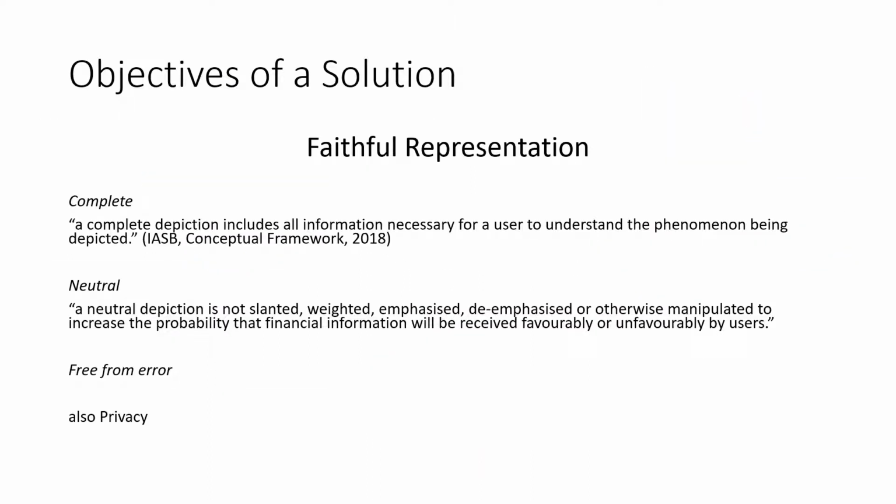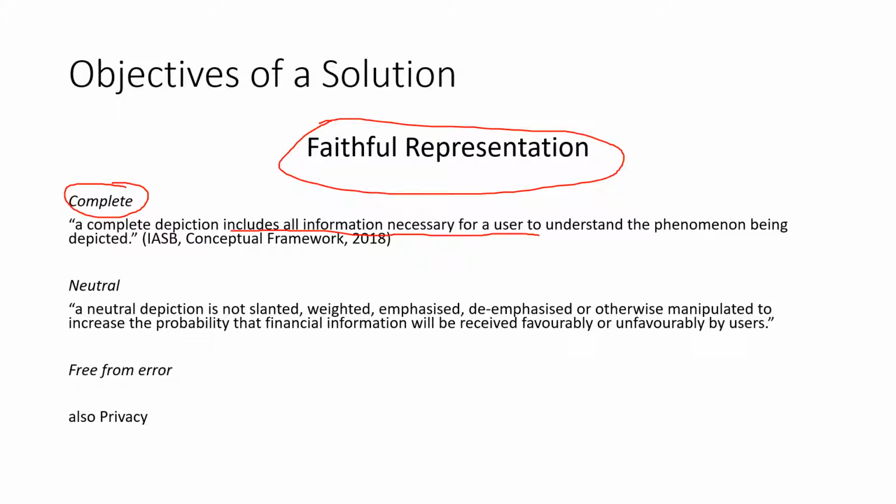So that's our problem. The objective of our solution is that the sum of customer balances that's reported to outsiders would faithfully represent economic reality. And this involves it being complete. This means that the depiction includes all information necessary for a user to understand the phenomena being depicted. Neutral, so eliminate bias from the depiction. And free from error, so get rid of errors in the information that's presented.